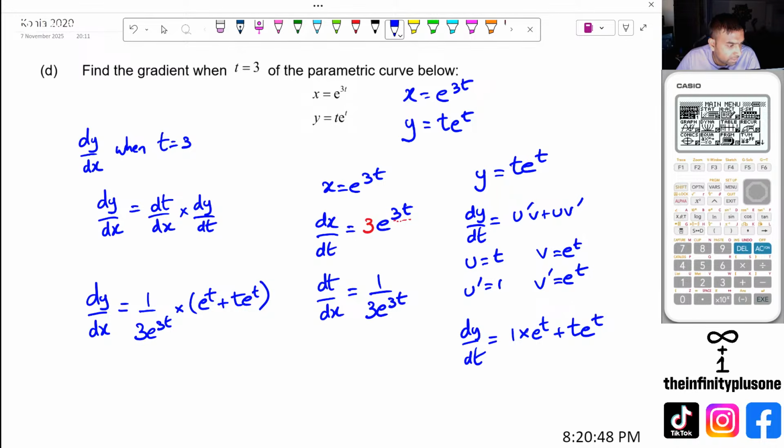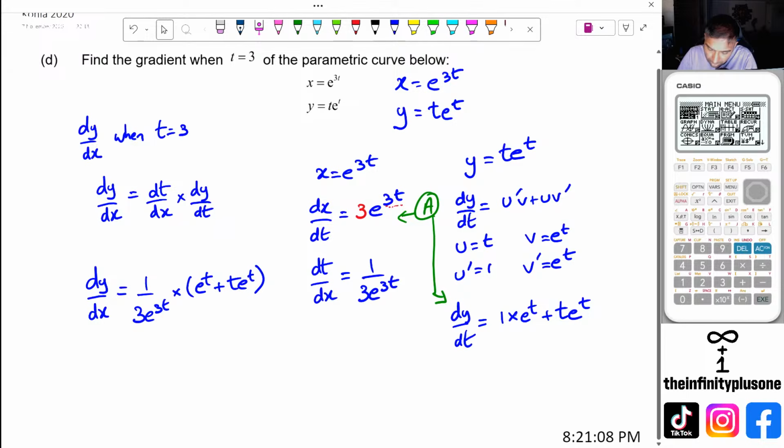I think you would get an achieved if you were to do either this or get dy/dt, which is this part here. But our question is actually asking to find the gradient when t is equal to 3.